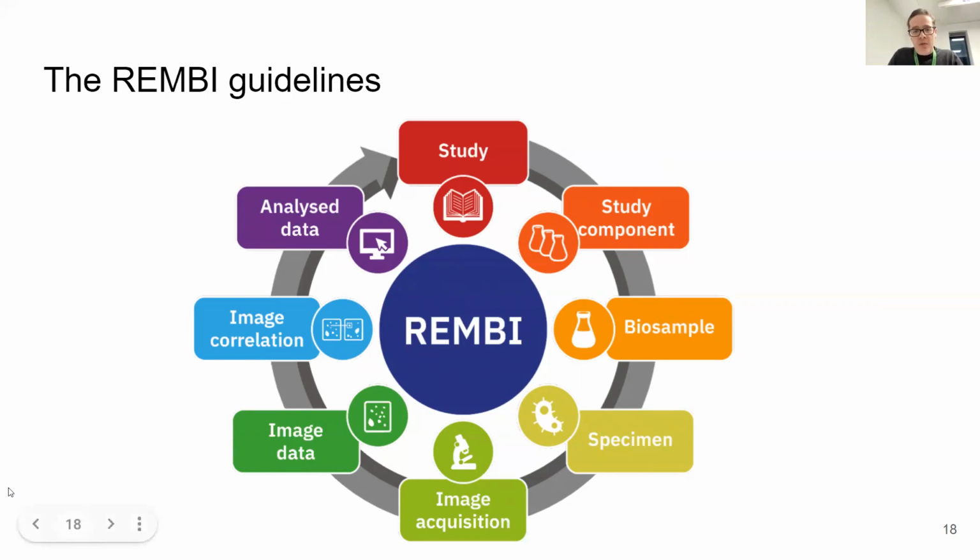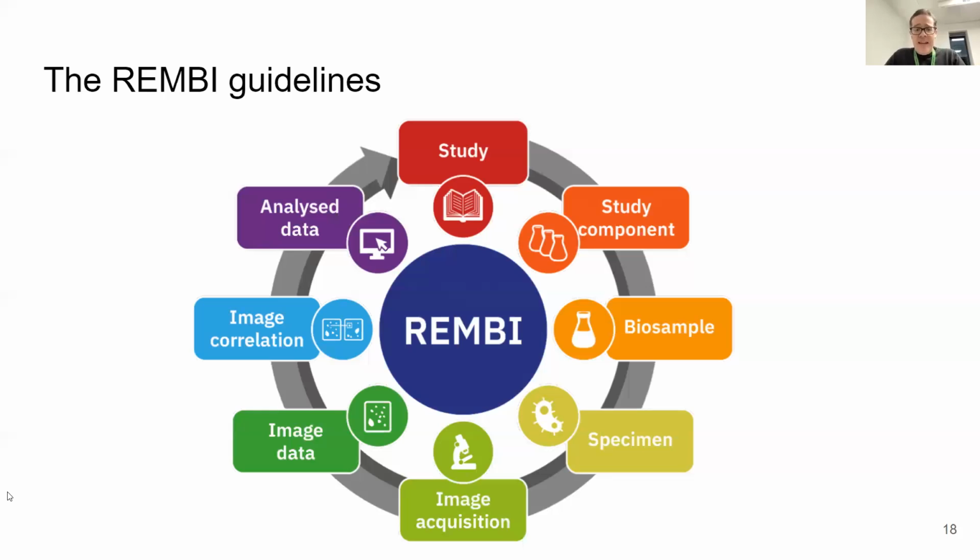So EBI coordinated three working groups to look at three different examples of modalities: light microscopy, electron microscopy, and correlative microscopy, to try and come up with some common features that should be used to describe really any bioimaging experiment. This gave rise to the high-level REMBI framework, and REMBI has eight different modules, which are the things in different colors.